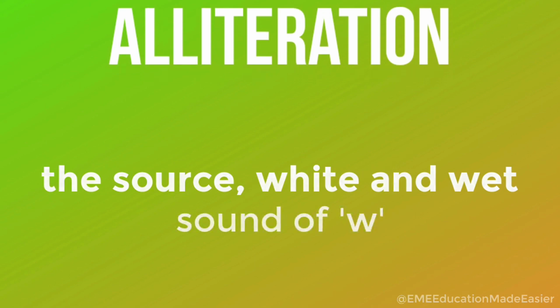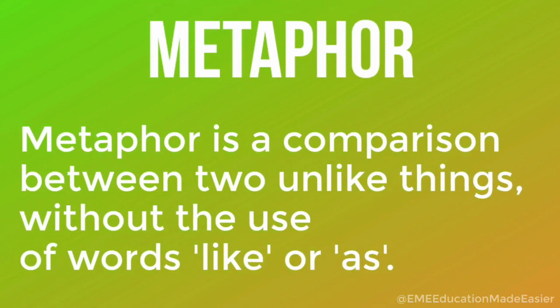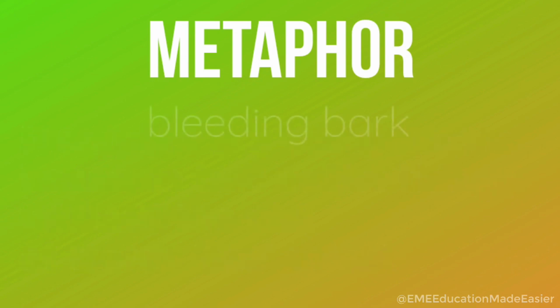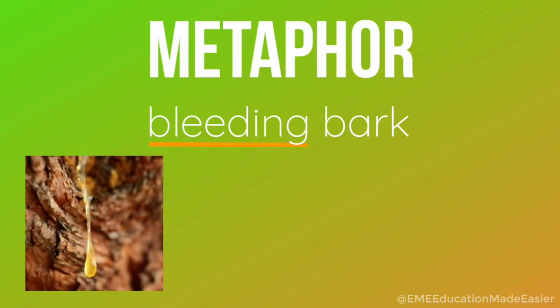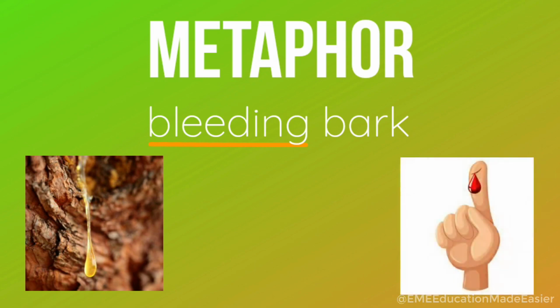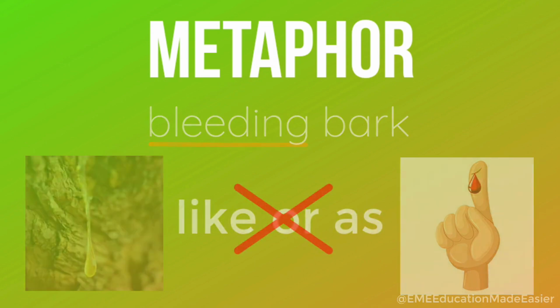Let me now move on to the third literary device, that is metaphor. And you know, metaphor is the comparison between two unlike things without the use of the words like and as. So the first example is "the bleeding bark." Here the word bleeding is a metaphor. The poet compares the sap oozing out of the bark of a hacked tree trunk to the blood of a human being or a living creature, but does not use a word of comparison.